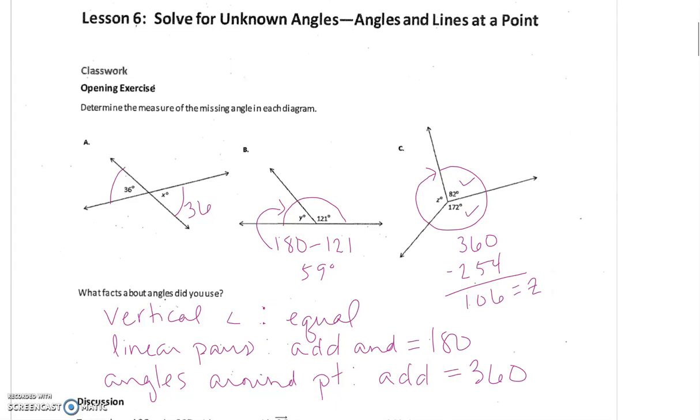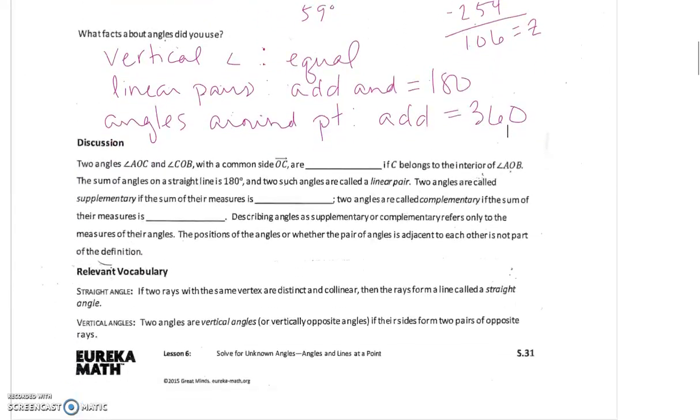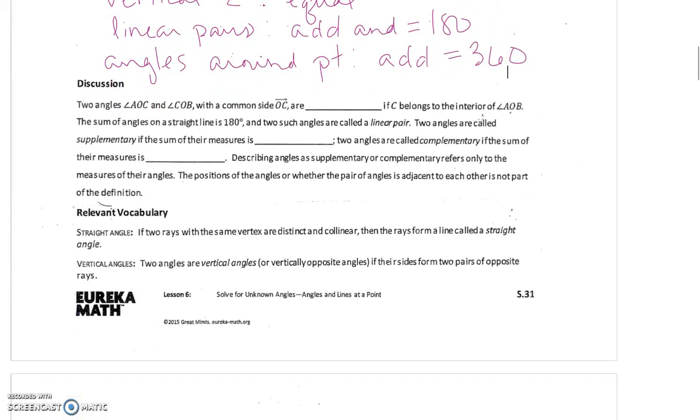So let's talk about this bottom part. So this is the bottom of that first page. It says that two angles, angle AOC and angle COB, have a common side. So let's draw that out and see what it looks like. So here is angle AOC. And we have to also make angle COB. They share ray OC. So COB we'll put over here.